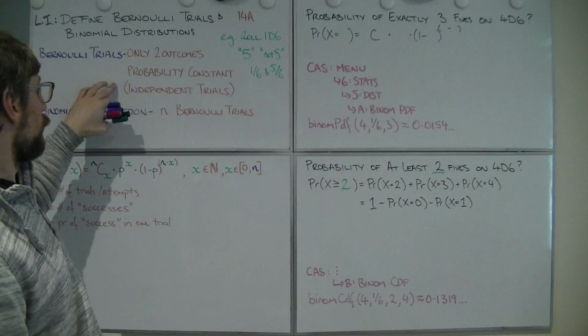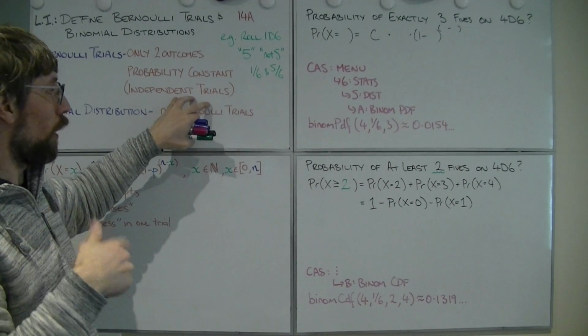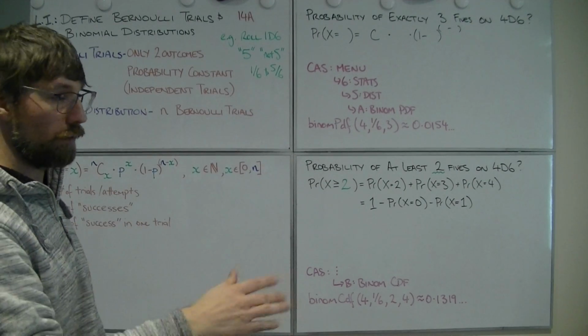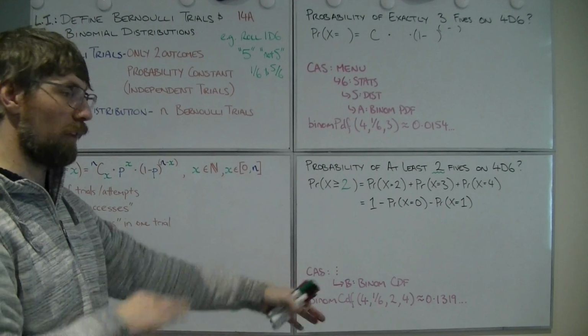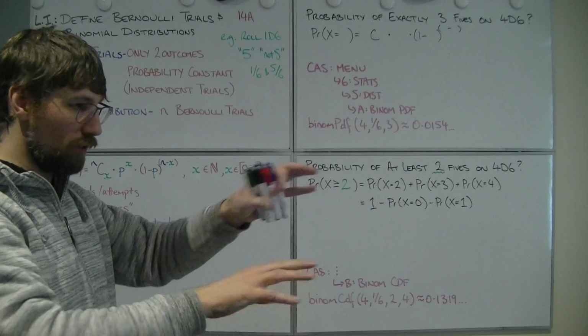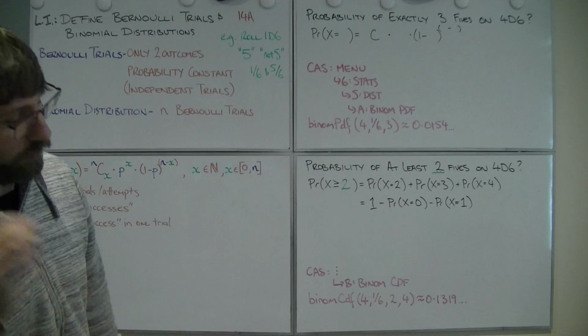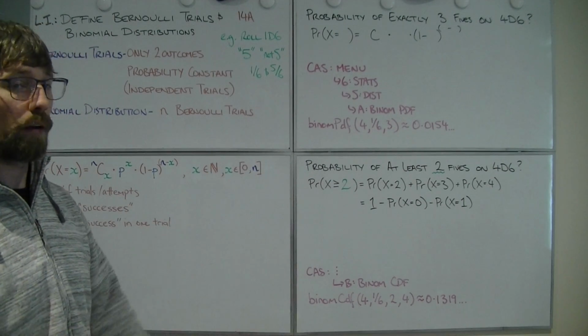And kind of inferred from that is that each trial is independent, so each roll of the die, the first one doesn't affect the second one, doesn't affect the third, doesn't affect the fourth, the first doesn't affect the fifth. There's no interplay between them. Each roll is totally independent of all others.